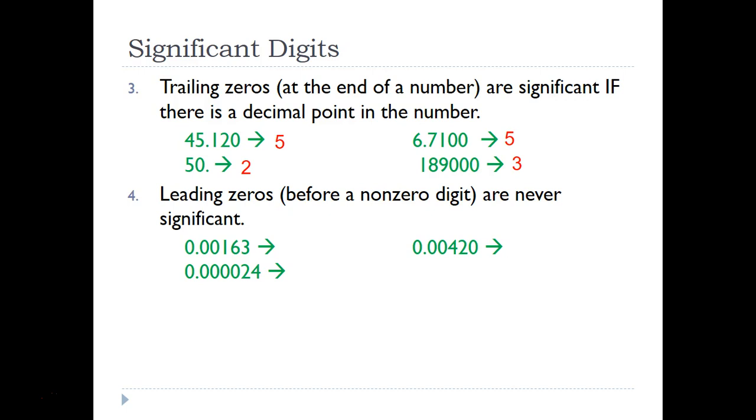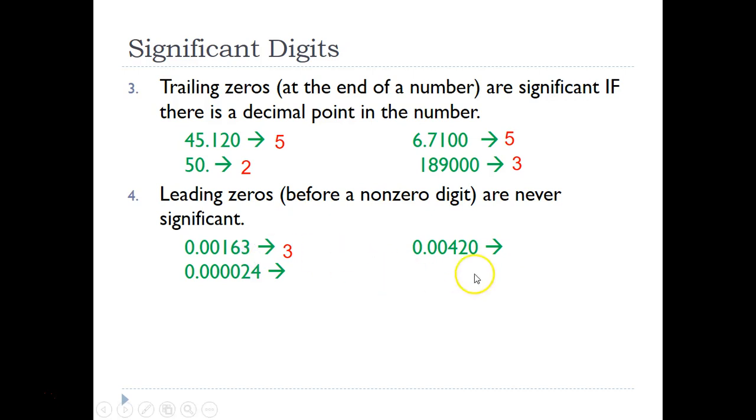The final rule concerning zeros is leading zeros. That means zeros that come before a non-zero digit. So zeros in front of a number, like these zeros, and these zeros, and these zeros. Those zeros never count as significant, ever. So when we look at this number, there's 3 zeros. Those are zeros in front of the number, zeros to the left, so they don't count as significant, but the 1, 6, and 3 do. So there's 3 significant figures in that number.